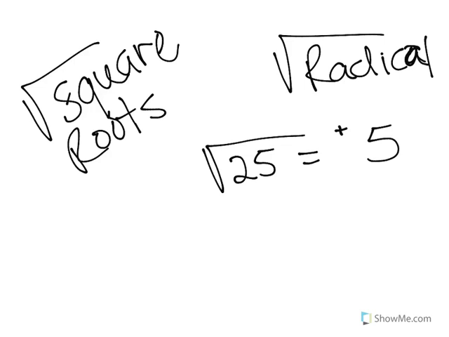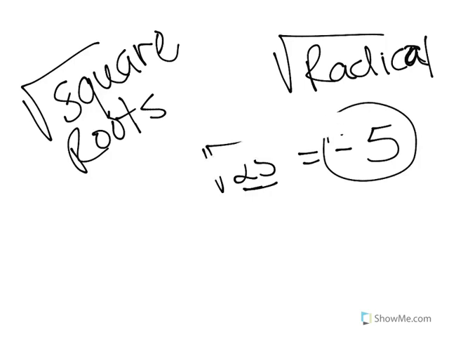But the thing is, on a square root, I can find positive 5 times positive 5 gives me 25. But a negative 5 times a negative 5 also gives me 25. So the actual answer for the square root of 25 is positive or negative 5. Let's do another example.